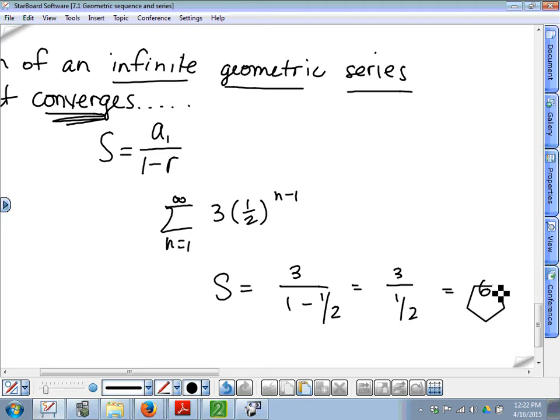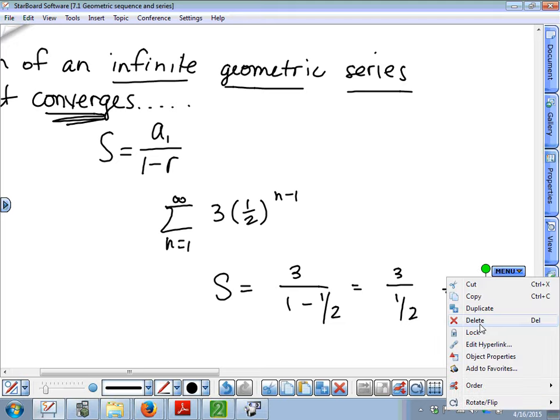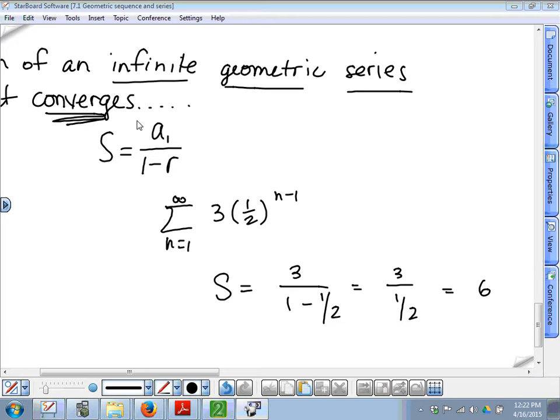Okay. Yep, answers are 6. Wait. I just drew a perfect, what was that, a pentagon? Freehand. I'm in the zone today. All right, that's it for this one.